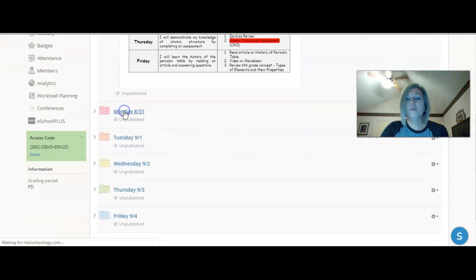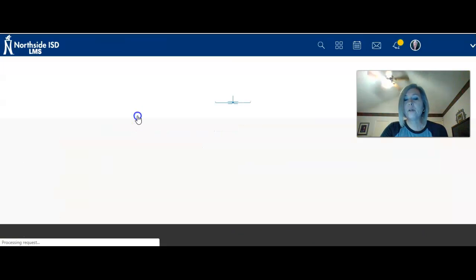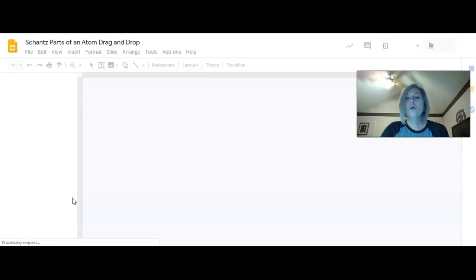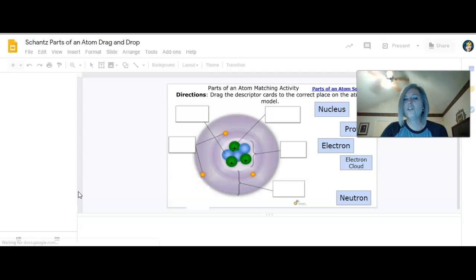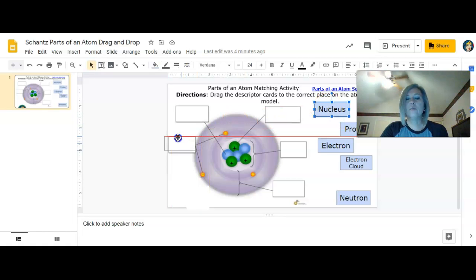If we go into our Monday folder, you will find 2 activities, parts of an atom and properties of subatomic particles lab. For parts of an atom, this is, again, a quick review for you. Make sure you can label. It's going to make a slide for you, and it's just a drag and drop. So you're going to choose the word and drag it into the appropriate box. Click it and drag it over, and do that for each one. When you're finished, you're going to submit this.